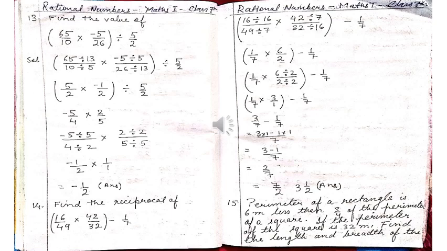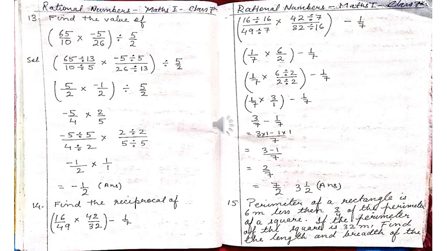Now find the reciprocal of 16 upon 49 into 42 upon 32, within the braces, minus 1 upon 7. For this we can do the simplification as you can see on your screen. So 16 divided by 16 into, now here 32 is divided by 16 as well, and 49 can be divided by 7 and 42 can be divided by 7. After doing this division and cancellation, you will be getting 1 upon 7 into 6 upon 2.